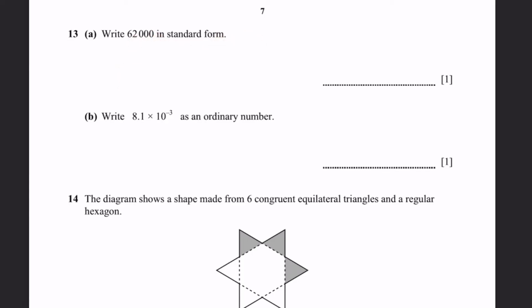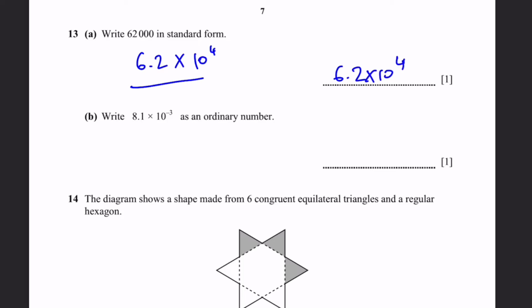So if you move the decimal point 1, 2, 3, 4 places to the left, we'll get 6.2. So the answer will be 6.2 multiplied by 10 to the power of what? Well, since you moved it 4 places to the left, it is 10 to the power of 4. So that's our answer. Let's go to part B.